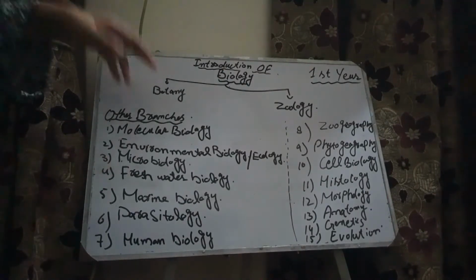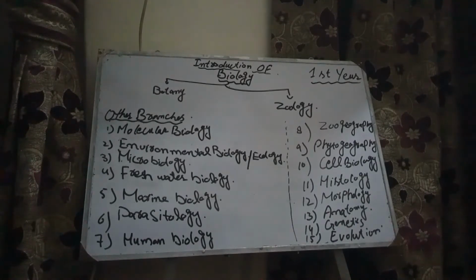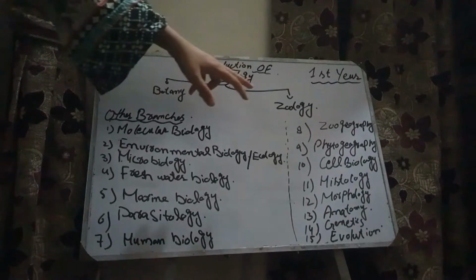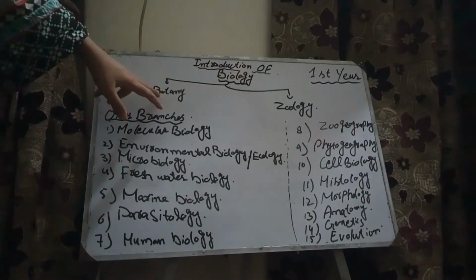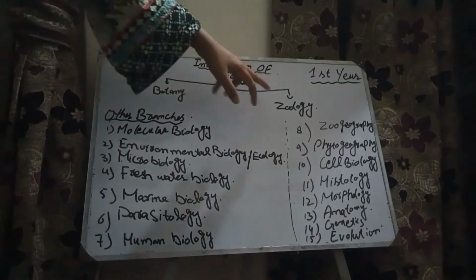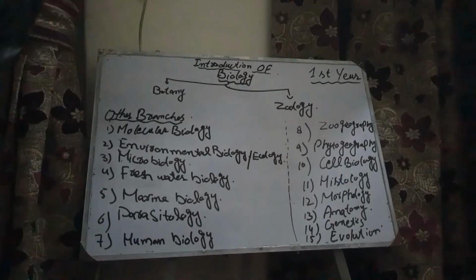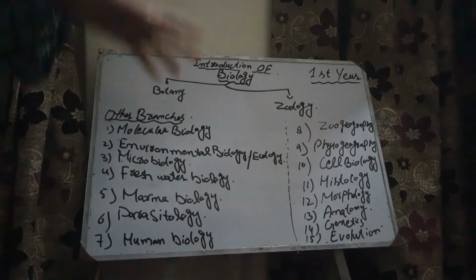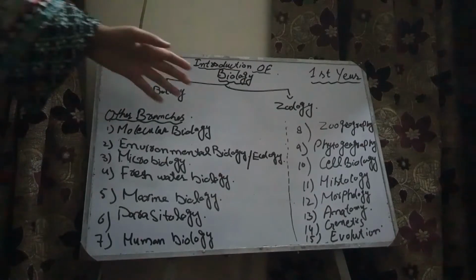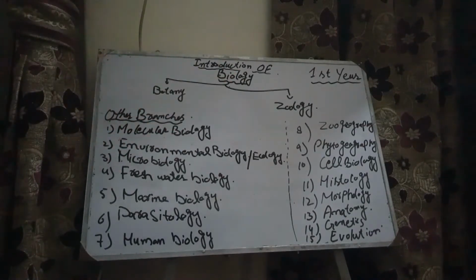Now we will discuss the branches of biology. There are two main branches of biology, that is botany and zoology. Botany is the study of plants and zoology is the study of animals. Some other branches are given here, like the list has been given. We will discuss one by one.